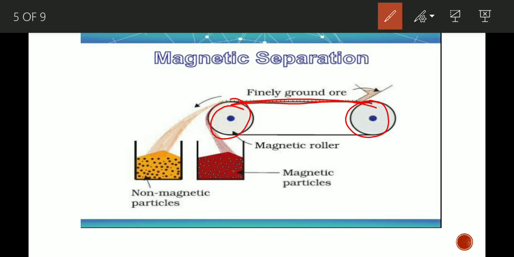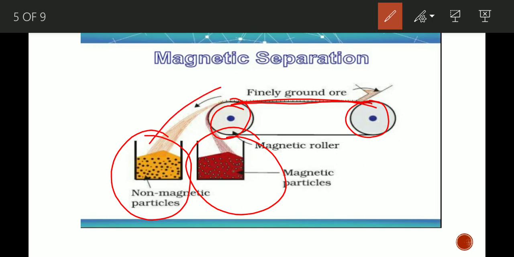So the non-magnetic part is thrown away. As you can see, this is the non-magnetic part and this is the magnetic part. So the non-magnetic part is thrown away while the magnetic part, as you can see, is coming down here. So the magnetic part makes a heap below the magnet.